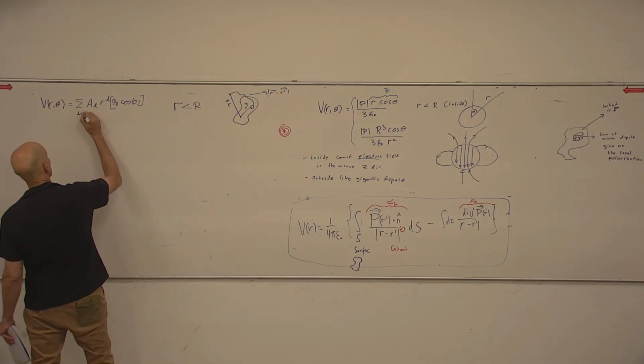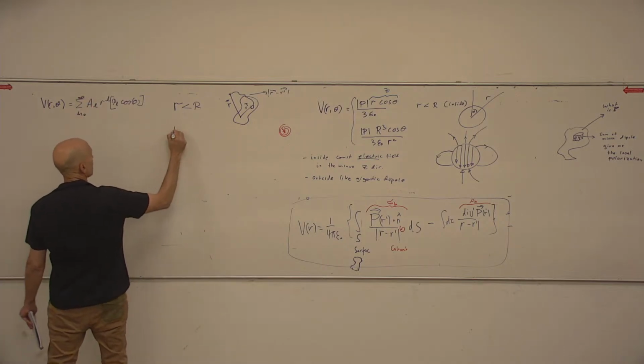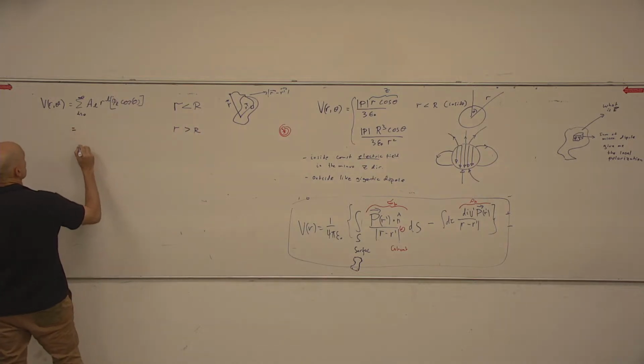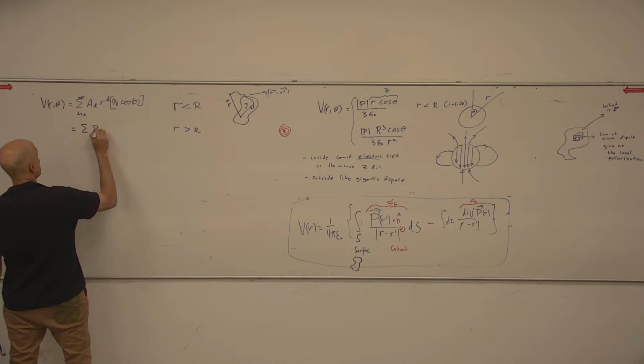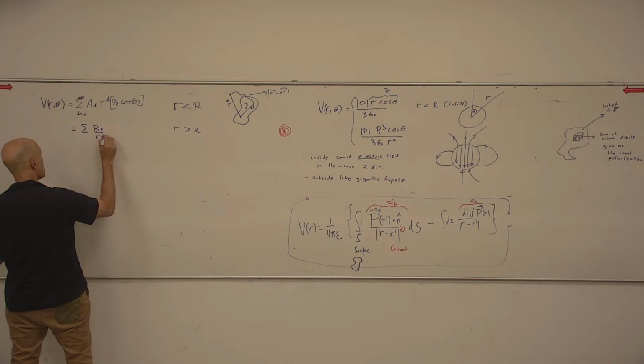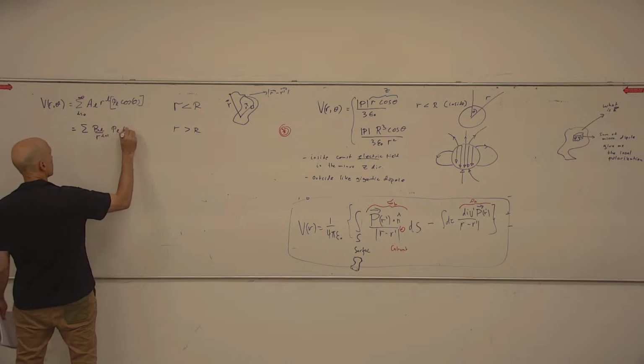This is the sum from L equals 0 to infinity. This is for r bigger than R, this is outside. This is equal to the sum of B_L, here you have R to the L plus 1, P_L cosine theta.